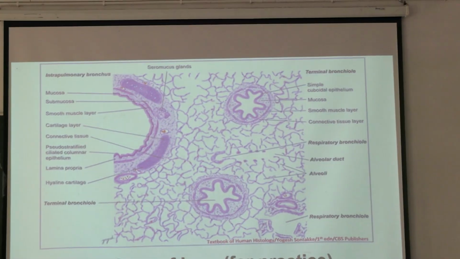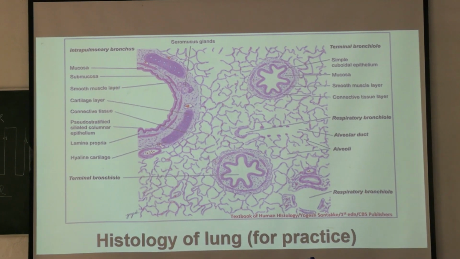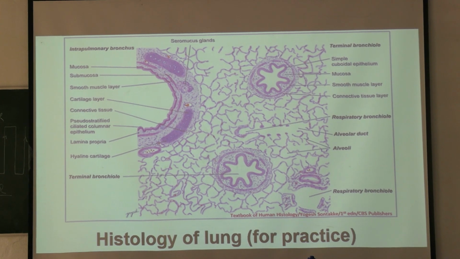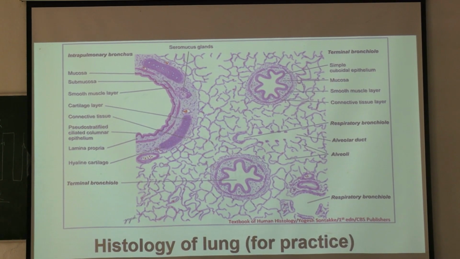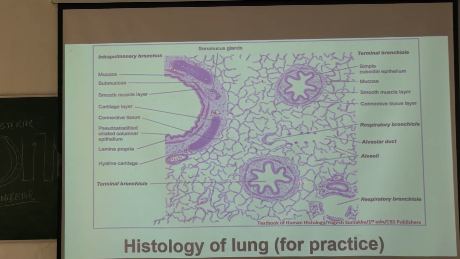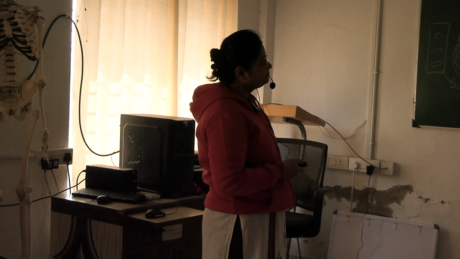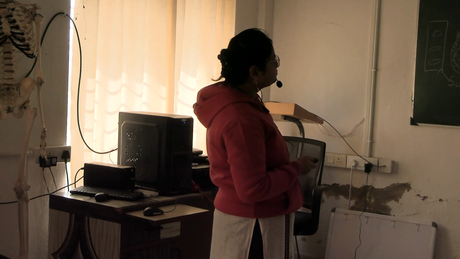Alveoli are lined by flattened squamous cells, type 1 pneumocytes. Okay, and type 2 pneumocytes are few in number. They help in surfactant secretion. Okay, secretion of surfactants. They are cuboidal in shape. See here, respiratory bronchiole, alveolar duct. These are connected to the alveoli. And these two sections we have discussed, intrapulmonary bronchus and terminal bronchiole.